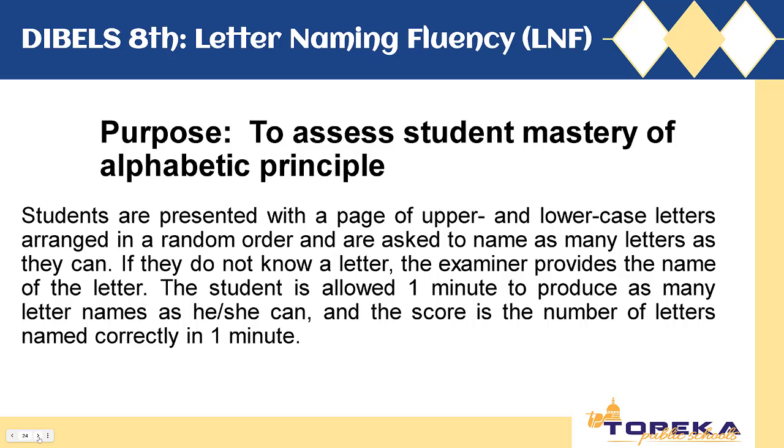And the purpose of this assessment is to assess student mastery of alphabetic principle. Students are presented with upper and lower case letters that have been randomly arranged in order. So they are not in alphabetical order, but they are randomly ordered. And in 1 minute, students are asked to name as many upper and lower cases as they can. And this is a 1 minute test to produce as many correct upper and lower case letter names as the student can.